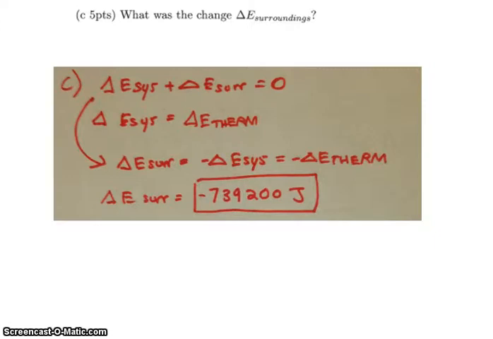The next question says, what was the change delta E surroundings? The mistake I made was that I thought delta E surroundings was 0 joules because no work was done on the surroundings, but that is actually wrong. We have to use this equation right here that says delta E system plus delta E surroundings is equal to 0. We also know that delta E system is equal to delta E thermal because of part A. So if we manipulate it and plug in some variables, we find that delta E surroundings is equal to the negative delta E system, which is the negative delta E thermal. And we found that delta E thermal in part A was this number, except we have to put the negative because we're finding delta E surroundings.